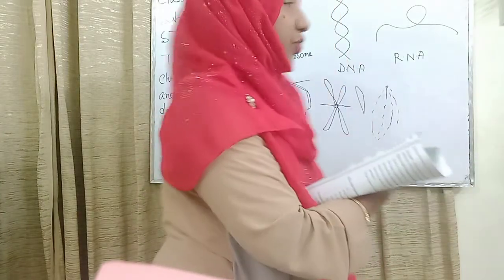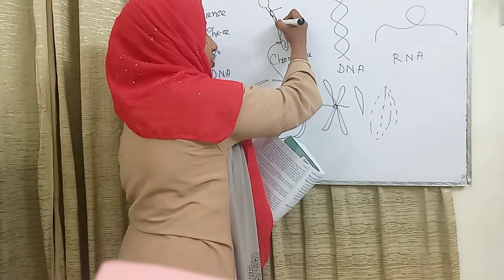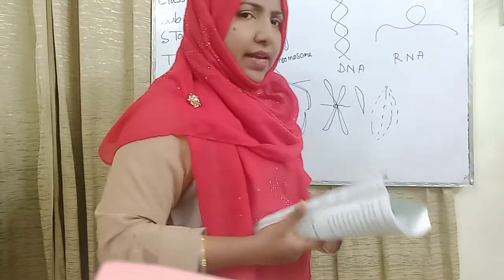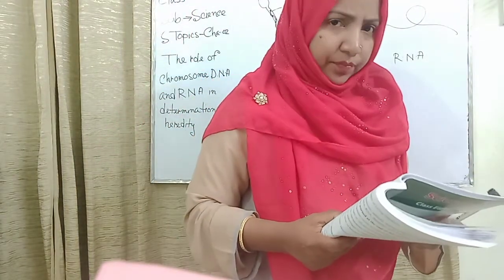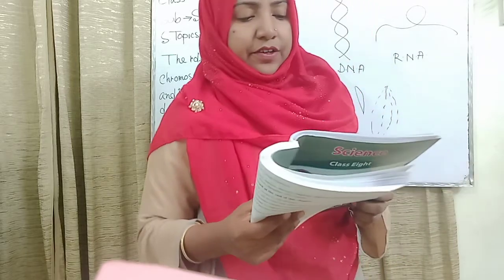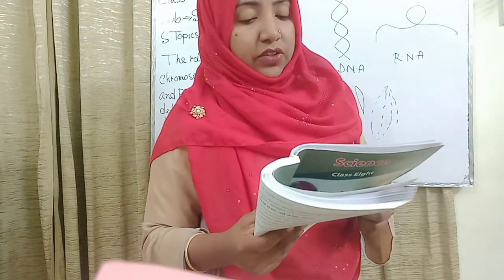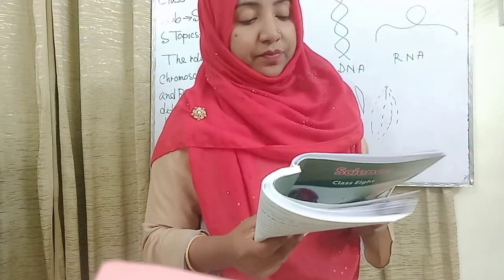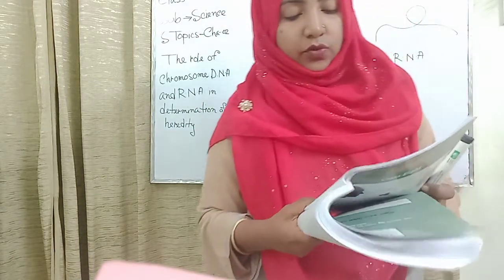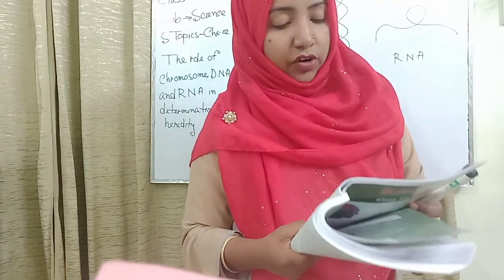Yes, my dear students, when I draw the chromosome, here I draw this structure, which is the DNA. DNA is the main and important part of the chromosome. Again, DNA and RNA play a vital role in the transmission of hereditary traits. Now, it is accepted by all that the genes which are located in the chromosomes control the characteristics of organisms.